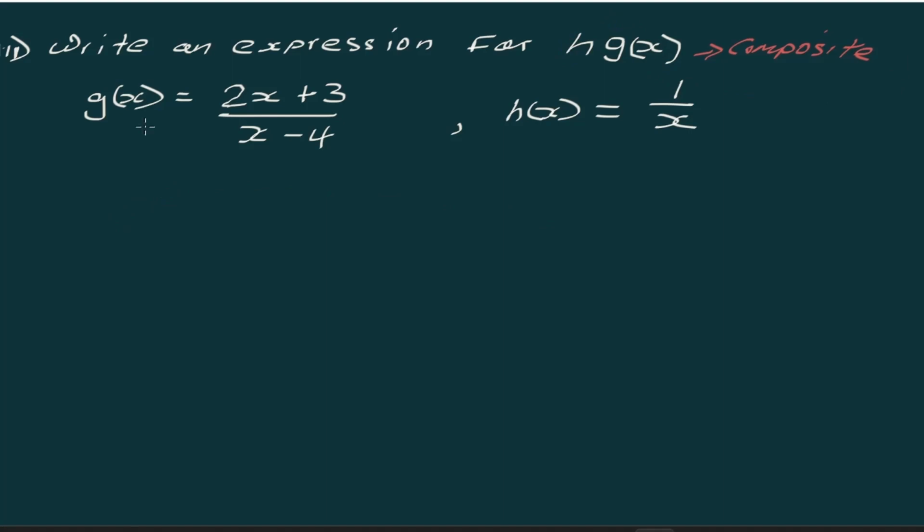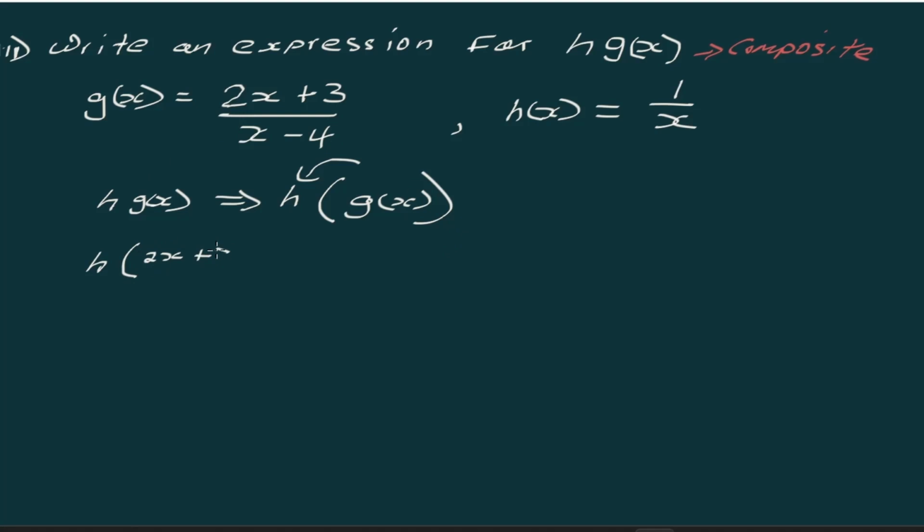So given the situation here, we're going to take h of g of x. We will write it as h of g of x. So we're going to take this entire bracketed content and input it into the h function. Now g of x, what is g of x? g of x is 2x plus 3 over x minus 4. So now we'll replace, so we'll have a situation like this. g of x is replaced with 2x plus 3 all over x minus 4.